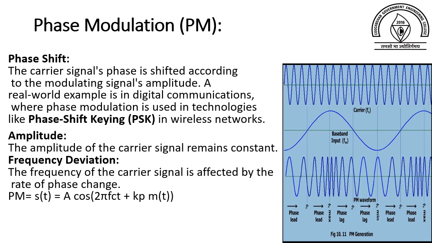Next one is phase modulation. The carrier signal phase is shifted according to the modulating signal's amplitude. A real-world example is in digital communication, where phase modulation is used in technologies like phase shift keying in wireless networks. The amplitude of the carrier signal remains constant. Frequency deviation: the frequency of the carrier signal is affected by the rate of the phase change.